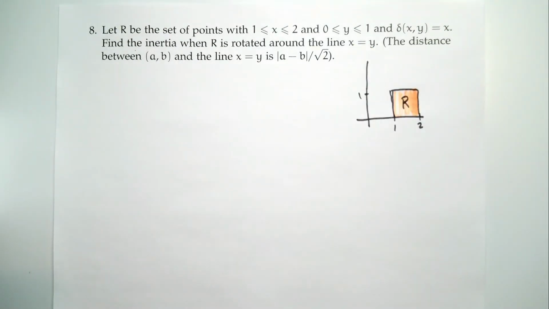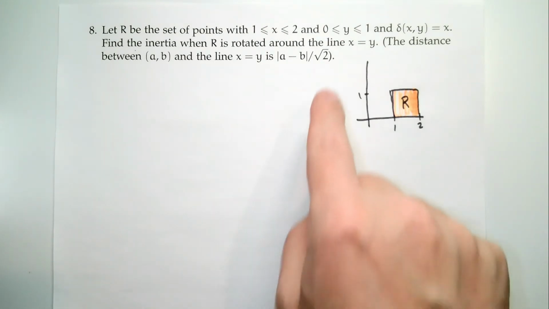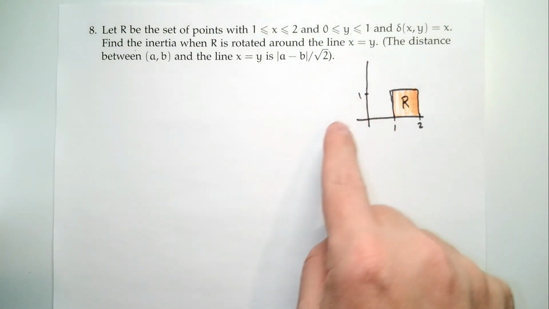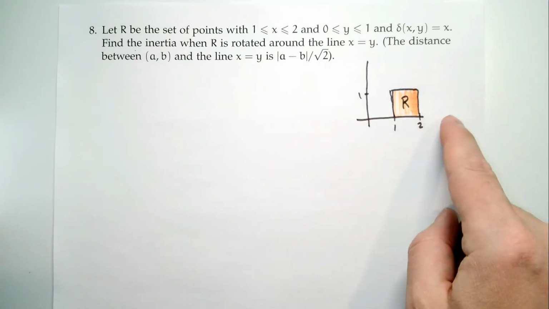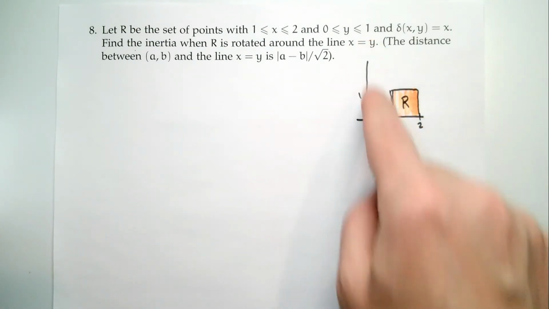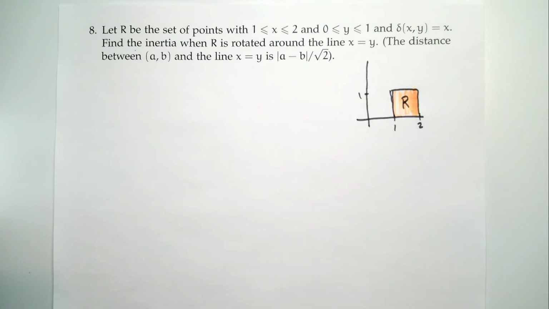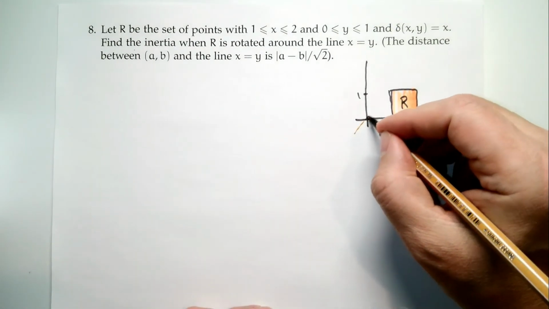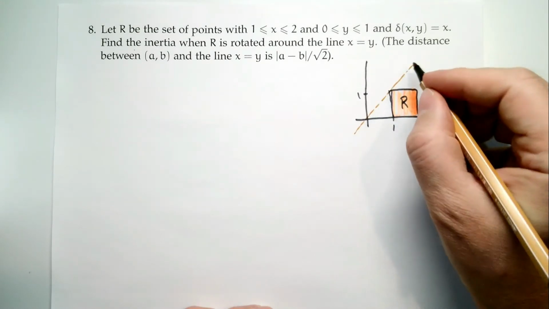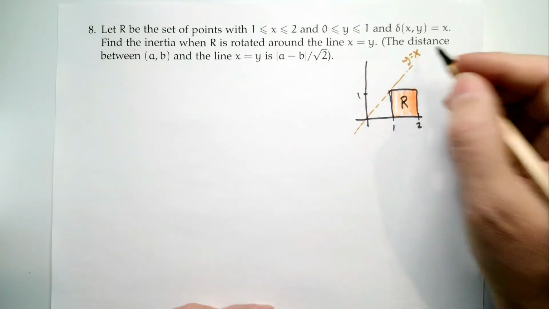What? Wait, what? Now we've talked about inertia. That's weird, because it's not inertia with respect to the x-axis, and it's not inertia with respect to the y-axis. It's inertia with respect to this line here. This is the line y equals x.